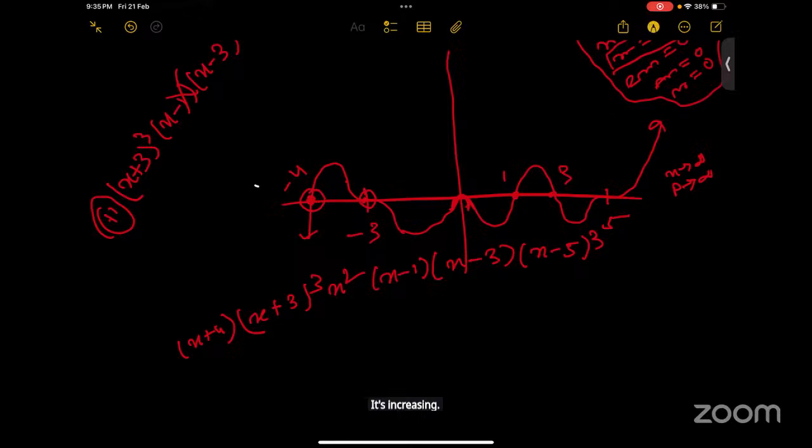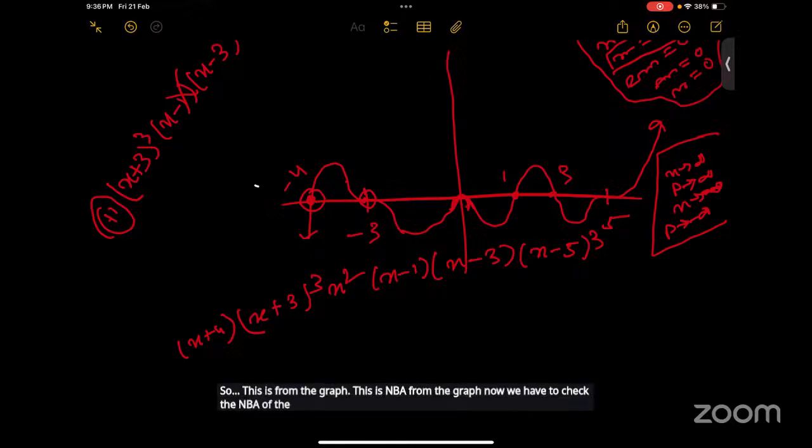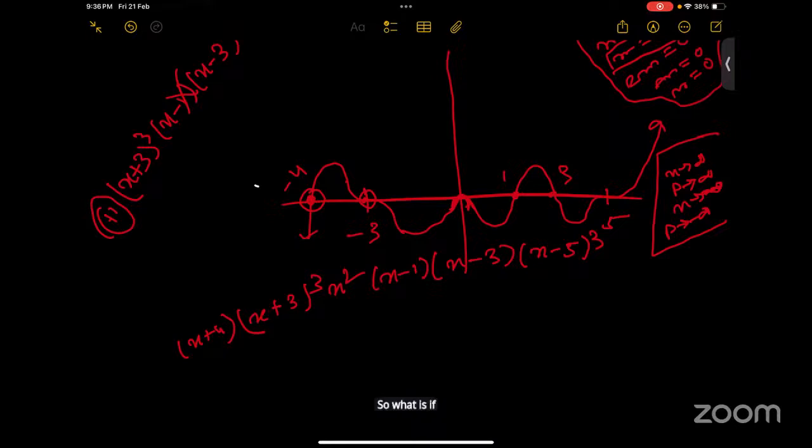That means infinity, right? And if x is tending to minus infinity, then the polynomial graph is minus infinity. Minus infinity. Yeah, the coefficient sign should be -1. This is from the graph. This is the end behavior from the graph. Now we have to check the end behavior of the equation. Okay. So if x is tending to infinity, then the graph is towards infinity.